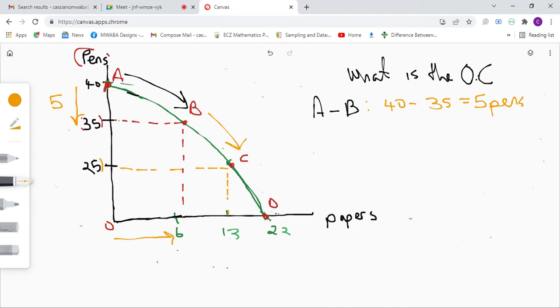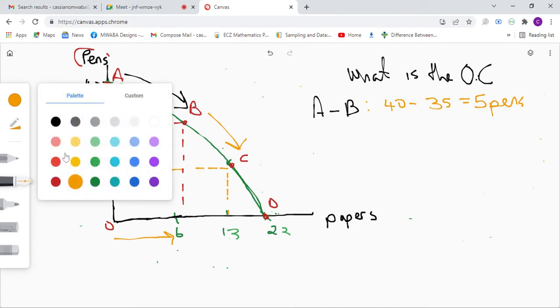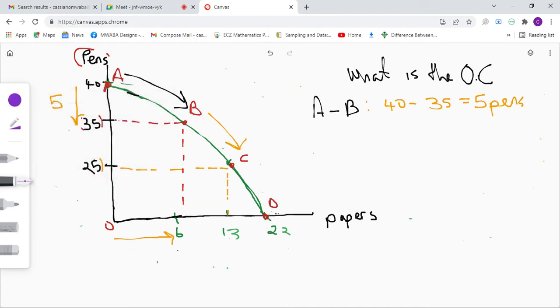Right, so now we're going to move from point B to point C. When we move from point B to point C, we're going to have to give up 10 pens. 35 minus 25, that is 10. So we say from point B to C, we're giving up 10 pens. Let me put it here, 10 pens.